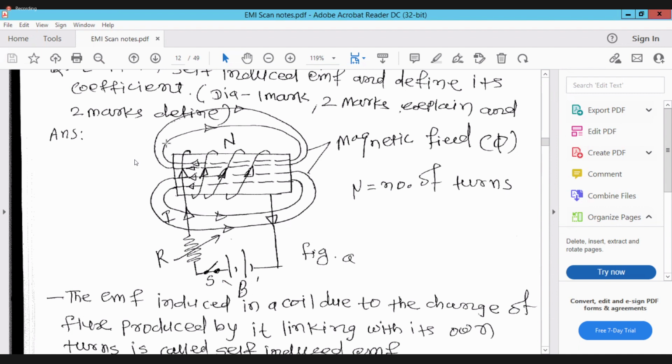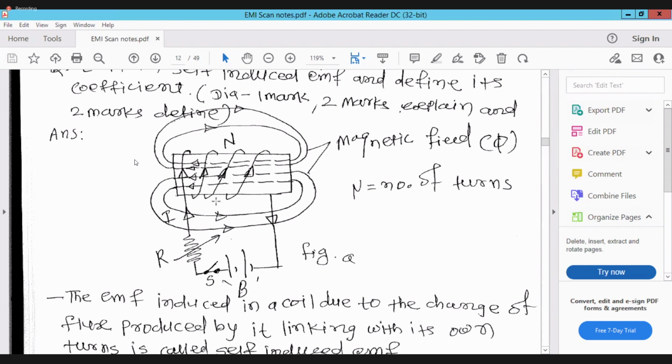Then there will be a change of flux from phi1 to phi2, that is phi2 minus phi1. Due to that change of flux, an EMF is induced in the coil. That induced EMF is called self-induced EMF, because there is a change of flux due to the change of current in its own coil, and the EMF is induced in the own coil of the turns. And what is the direction of that induced EMF? The direction of that induced EMF is opposite to the supply voltage, according to Lenz's law.